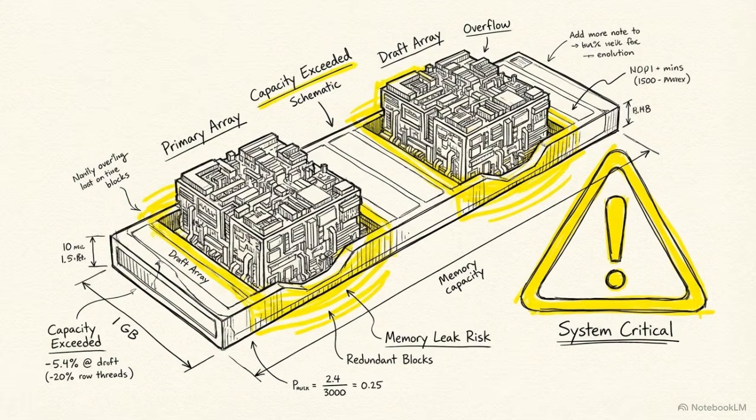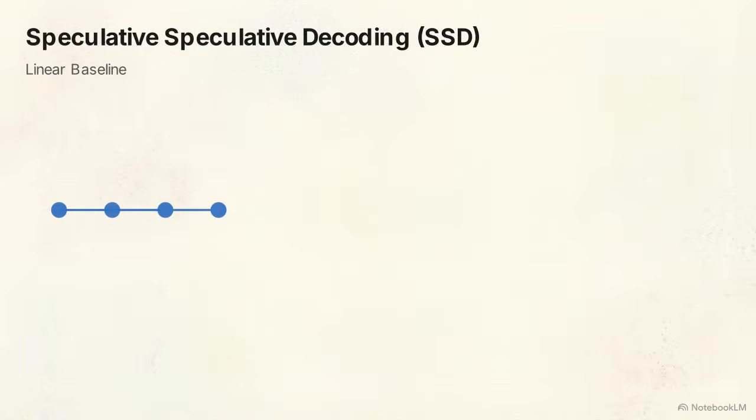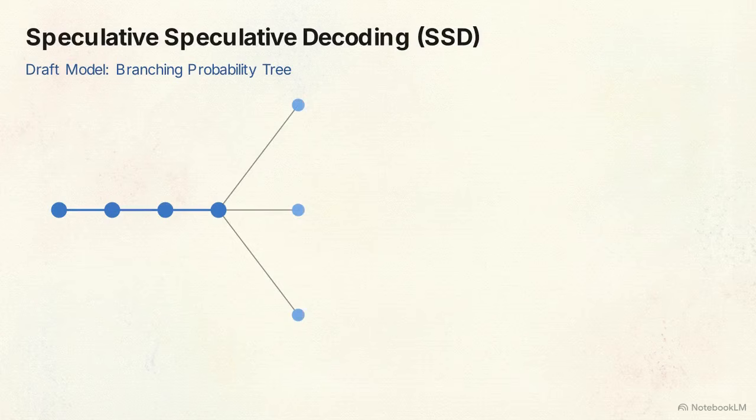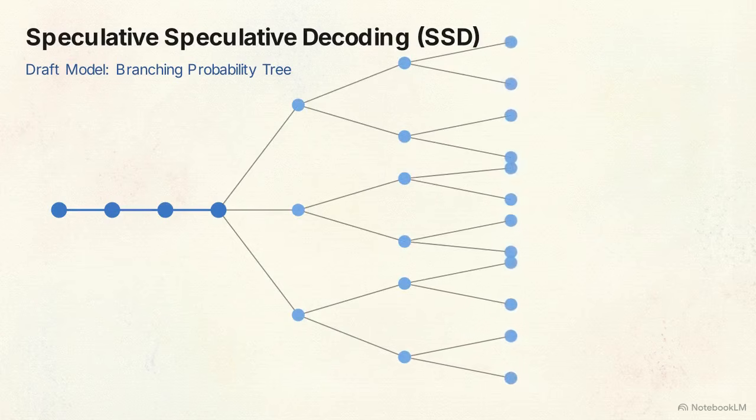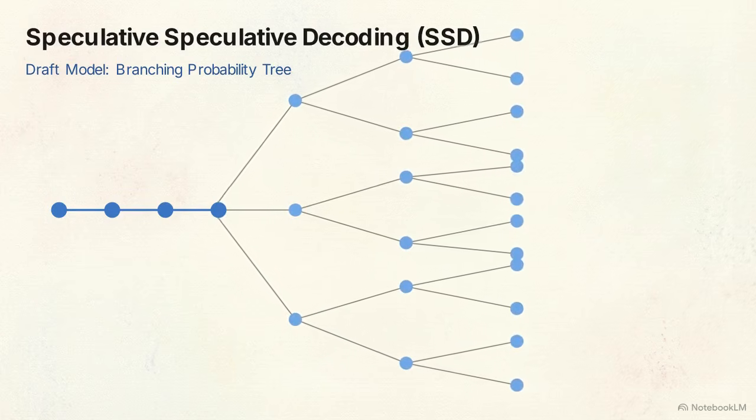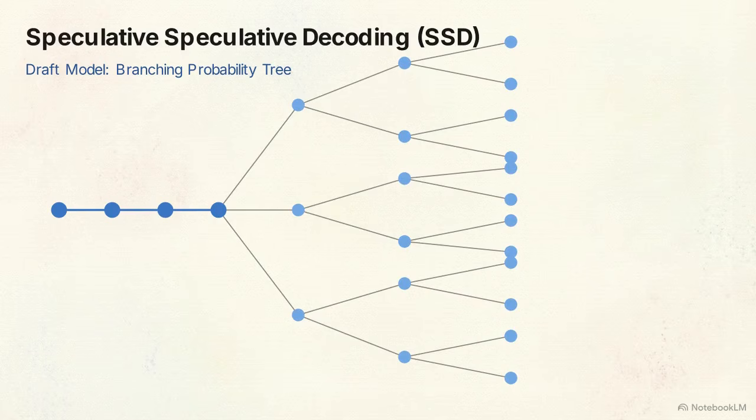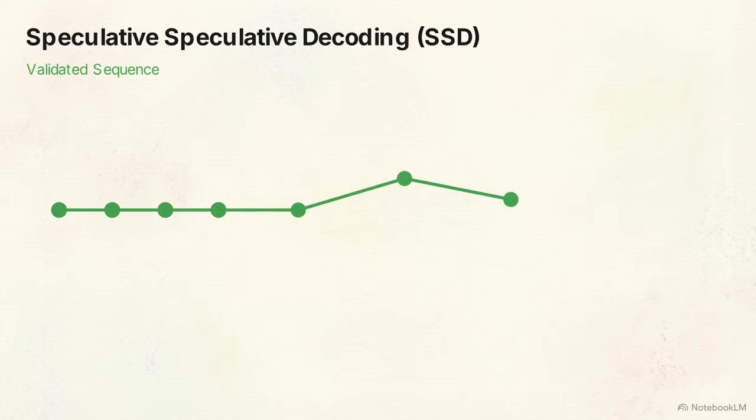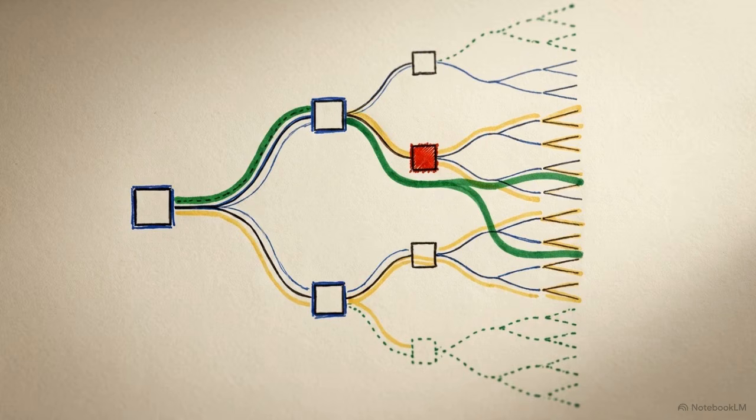The next iteration, speculative speculative decoding, pushes this further. Instead of a single line, the draft output fans out into a branching probability tree, computing nested possibilities ahead of its state. The primary model evaluates these branches simultaneously, pruning incorrect paths to validate one sequence. By pre-computing alternate outcomes, the system ensures that a single rejected token doesn't cause a total halt in production.